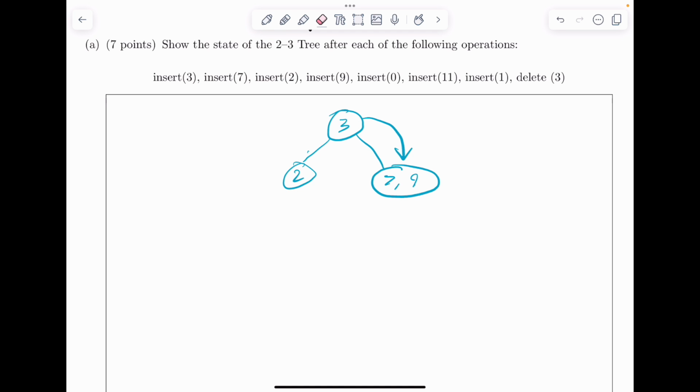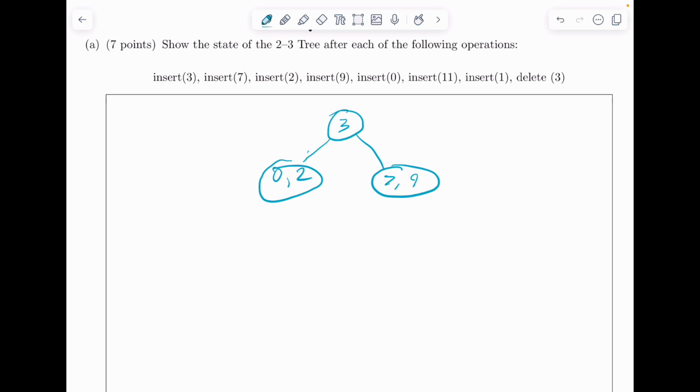So there we go. Now we need to insert 0. Same kind of deal, except we're just going to go to the left. 0 is less than 3, so we're going to go to the left to 2. Now this is going to look like 0, 2. Remember, with each 3 node, we always sort it, because 0 is less than 2, it goes on the left. Now, actually, let me double check my work, make sure it's right. Yes, it is. Okay, cool.